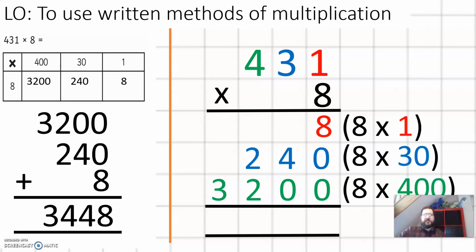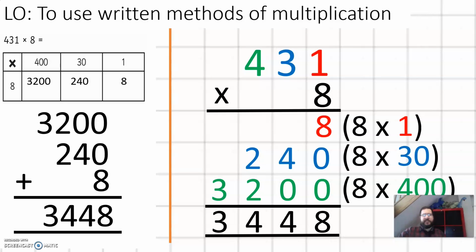So all the 1s, then the 10s, then the hundreds, obviously. So adding 8 and 0 gives us 8. Adding 4 and 0 in the tens column gives us 4 tens. Adding 200 and 200 together gives us 400. And then the 3,000 on its own gives us 3,000, giving us the answer 3,448.